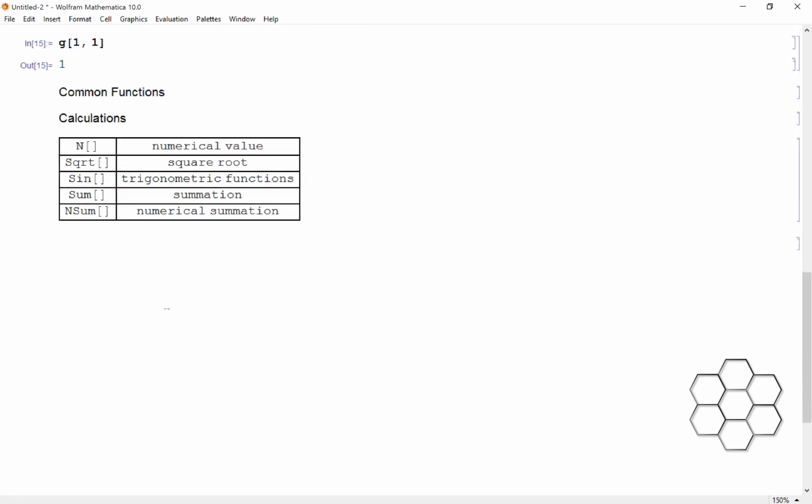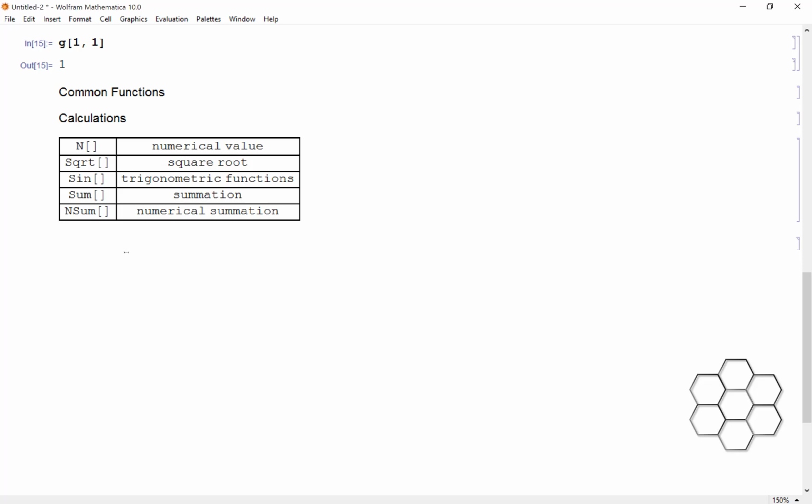So here are some of our most common functions that we use in terms of calculations. I have them listed in this column: N, square root, sine, sum, NSum. And notice I did put the brackets because I want you to understand that for a Mathematica function to work, it has to have hard brackets.